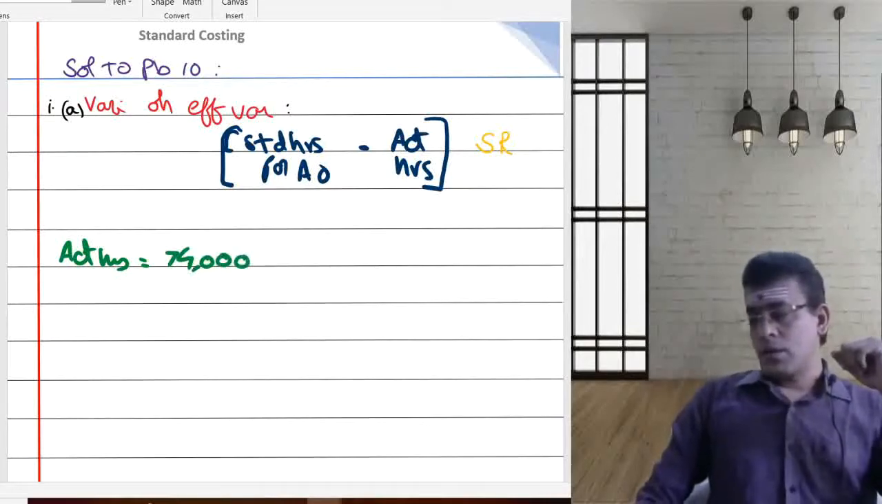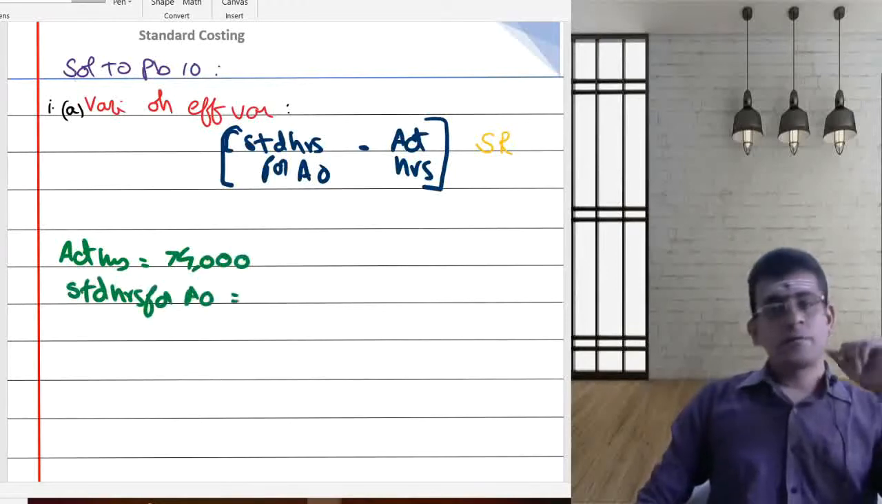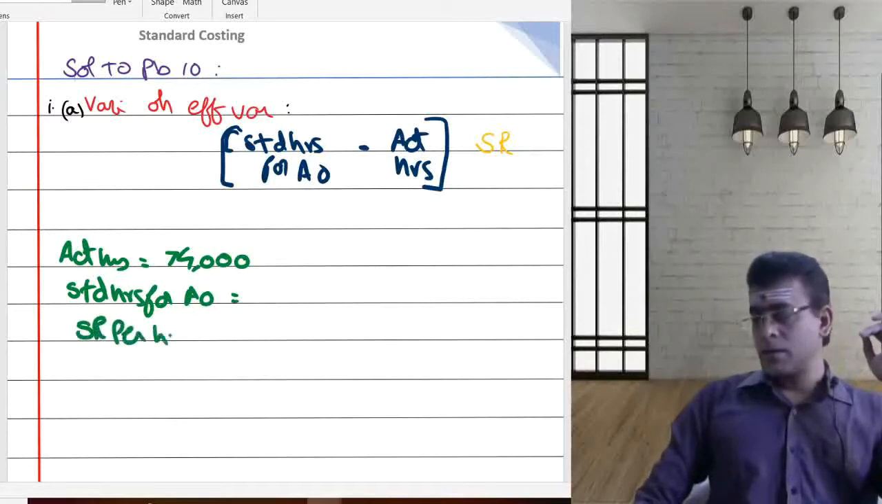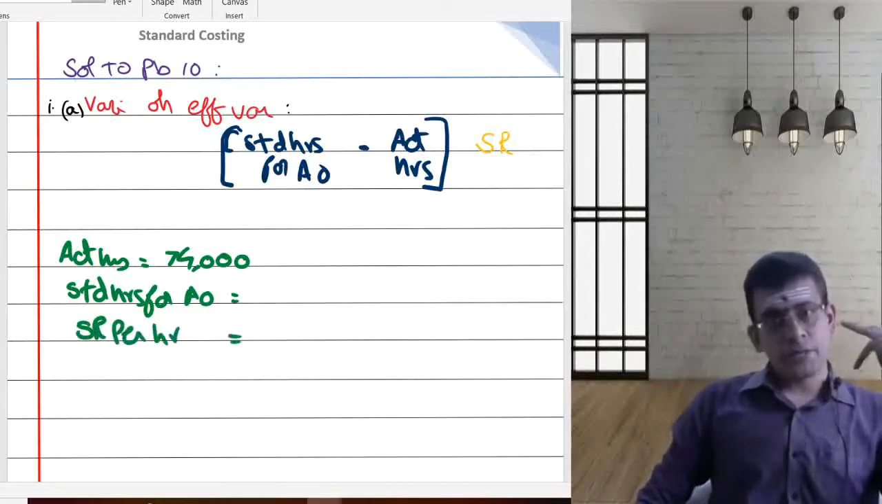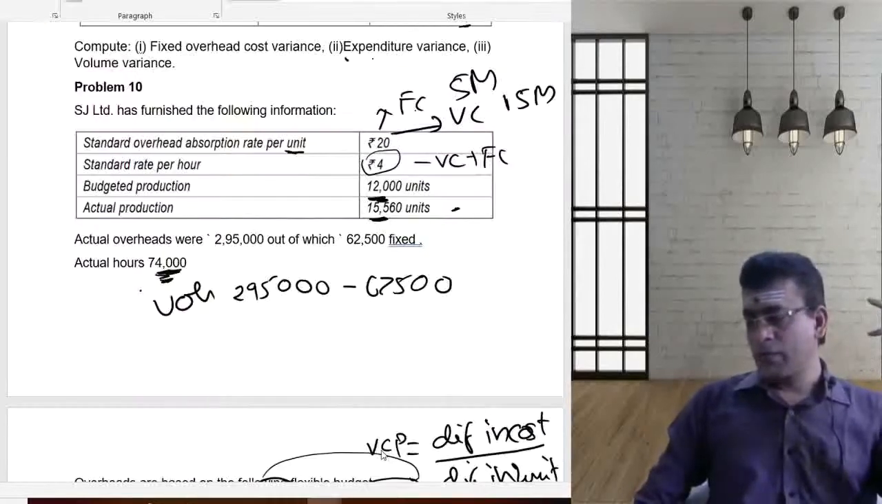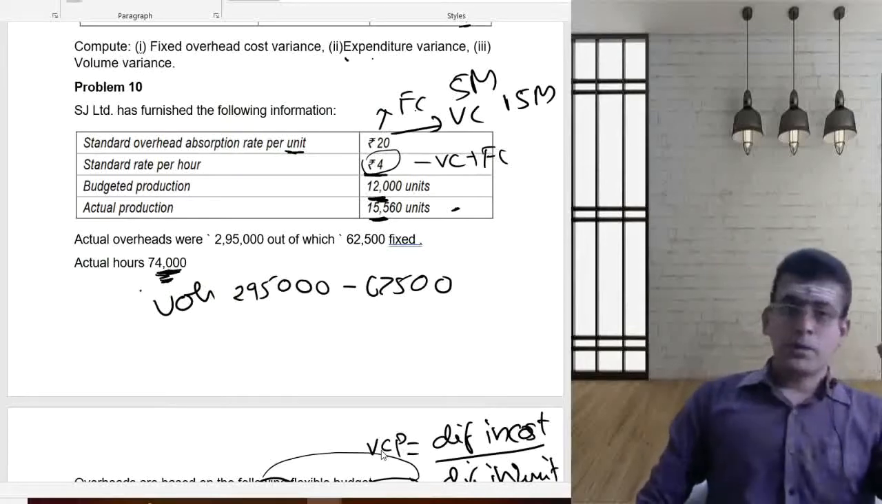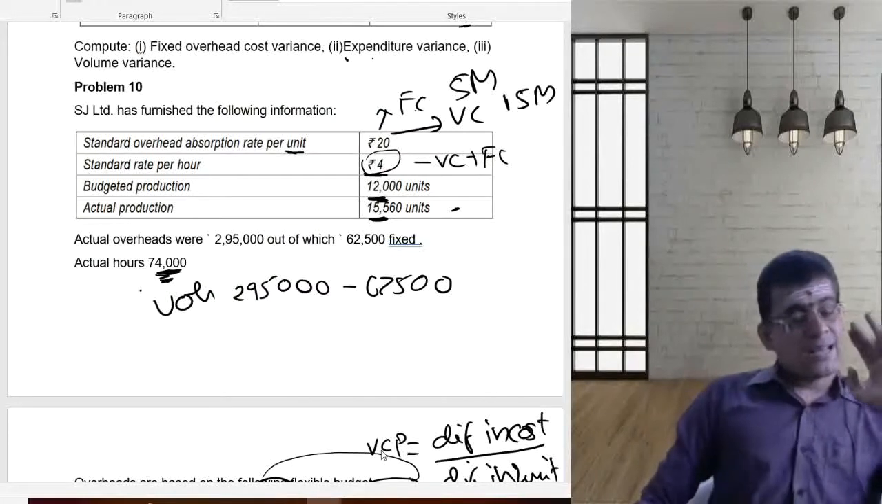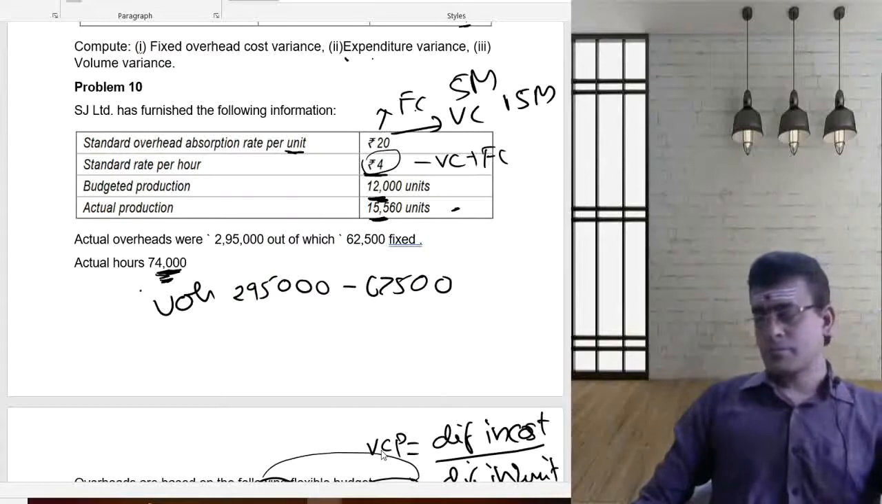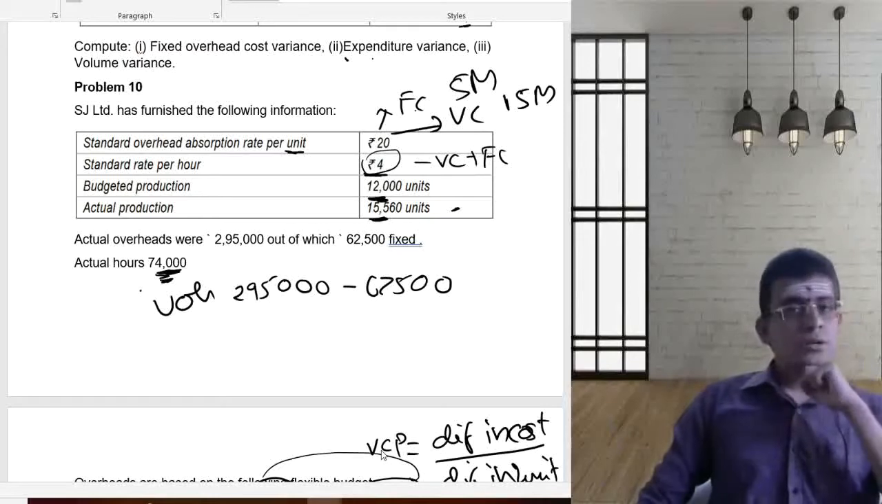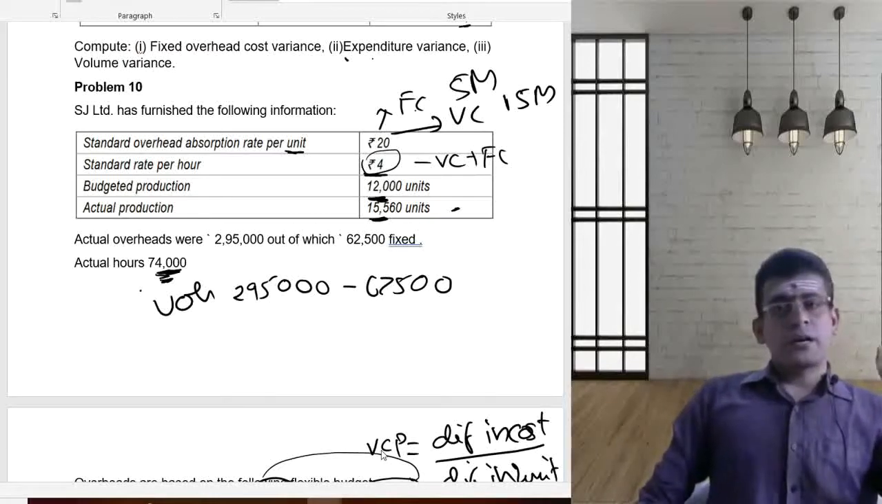What else is required? I require something called standard hours for actual output. That we don't know at present. Then we also require something called standard rate per hour. Even that information is not there. Why am I telling that the information is not there? Let us go here. He is giving you standard rate per hour as 4. But this 4 comprises your variable overhead and fixed overheads. So until and unless I segregate my cost, I cannot get my standard rate per hour. So that information is not there.